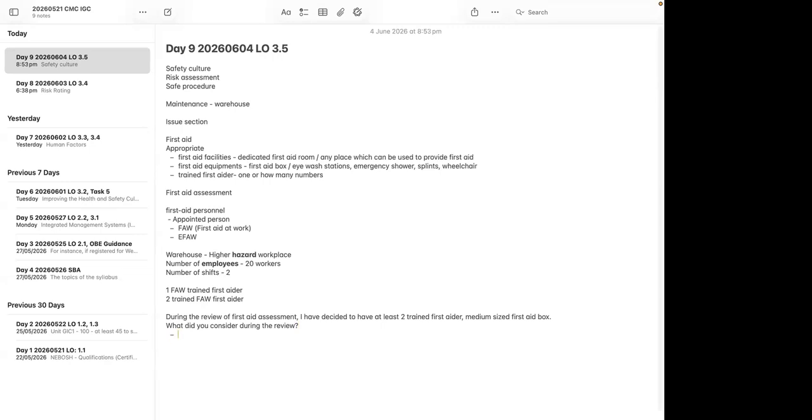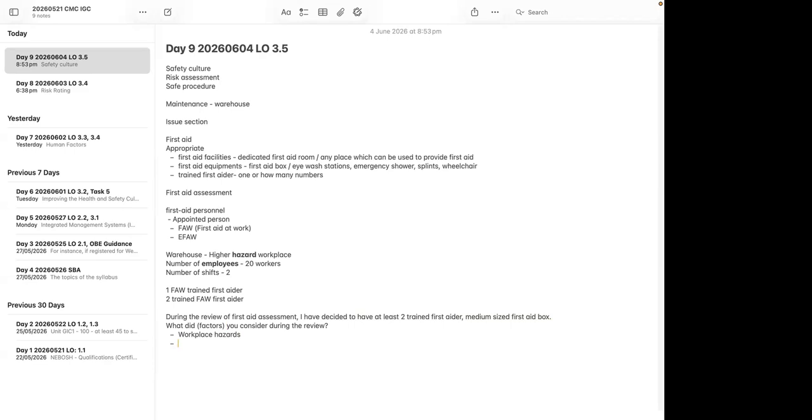Now, as you have mentioned, the hazards, right? So workplace hazards, that is one of the factors. So I would put, instead of what factors did you consider, one of the factors I considered is workplace hazards, when I decided that the first aiders and the first aid box requirement are to be met. Now, this is where we need to apply our understanding of the scenario. Workplace hazard is good.